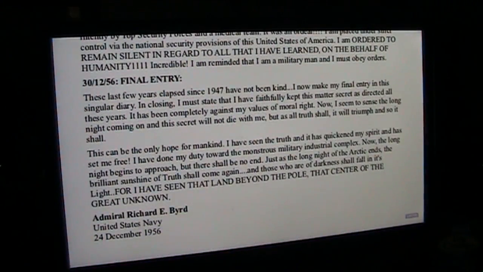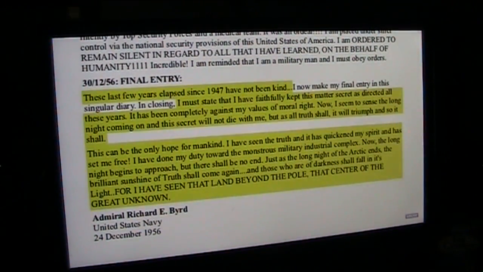10 years later, he wrote a final entry. "These last few years elapsed since 1947 have not been kind. I must state that I have faithfully kept this matter secret as directed all these years. It's been completely against my values of moral right. Now, I seem to sense the long night coming on, and this secret will not die with me. But as all truth shall, it will triumph, and so it shall. This can be the only hope for mankind.